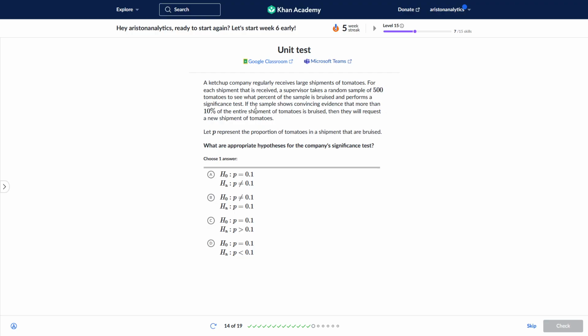More than 10%. Okay. So it's 10%, no difference. Greater than 10% difference.